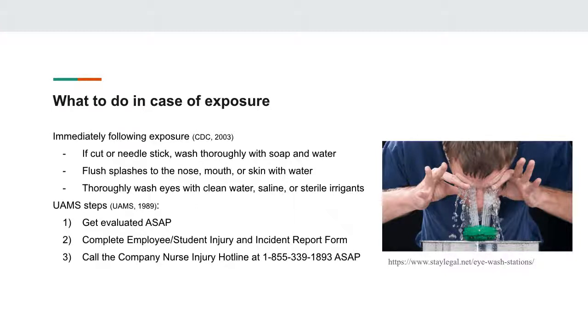The first step that they recommend is to get evaluated as soon as possible at the employee health clinic or the emergency department. And I will have numbers for both of these in the last slide of my presentation so you can keep them for later use. You are also required to complete an employee student injury and incident report form, and the link to it is included in your packet as well. And lastly, UMS requires you to call the company nurse injury hotline, and this is the number for it. So I would recommend saving it for later as well.